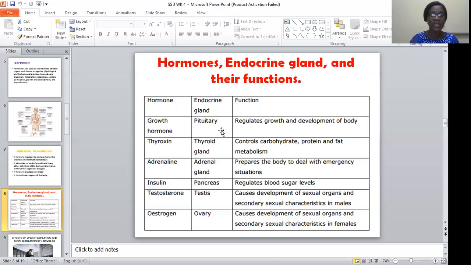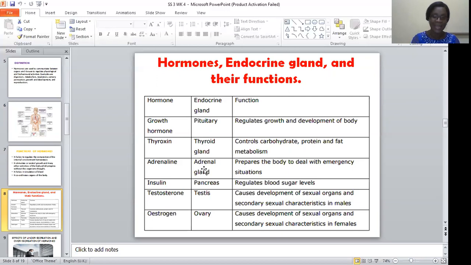Another one we are going to be looking at is the thyroxine, which is produced in the thyroid gland. They help to control carbohydrate, protein, and fat metabolism in our body. That is why whenever we eat any type of food or any classes of food that we take in, there are certain hormones that are responsible for their breakdown. Carbohydrate will go to its side, fat, protein, and every other nutrient will be settled where they are needed. That is thyroxine.